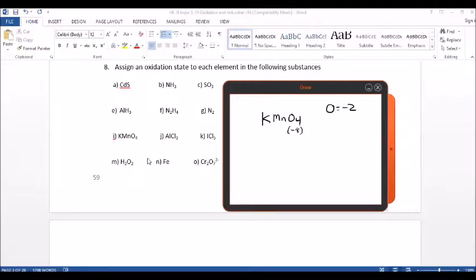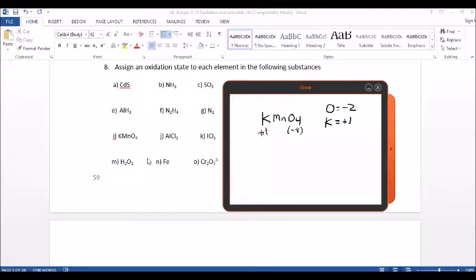Now, we've got these two things. This is just a normal alkali metal in the +1 column. Manganese is a transition element that can form different charges. Let's give potassium a charge first because that one's safe. That one's in the +1 column. It can't form more than one charge.